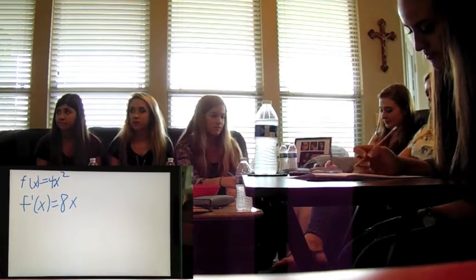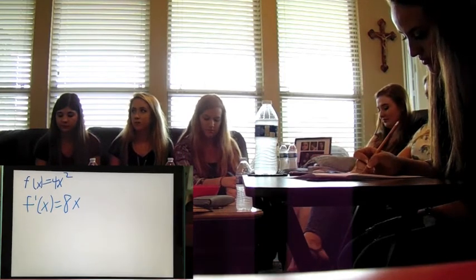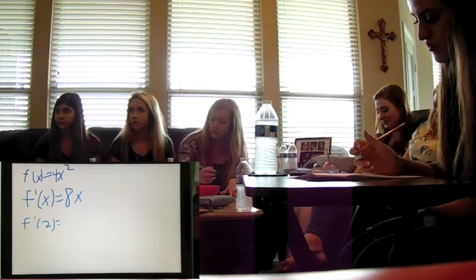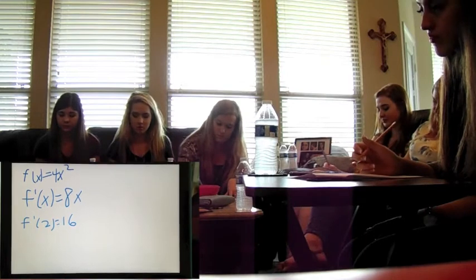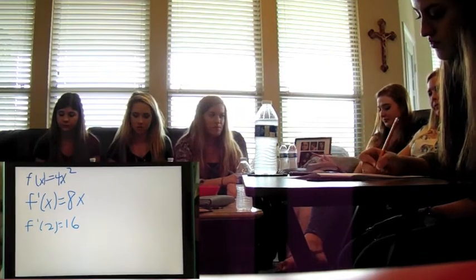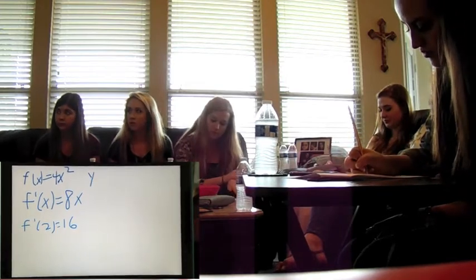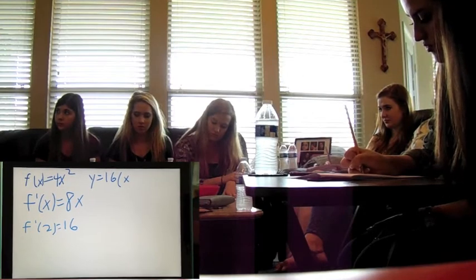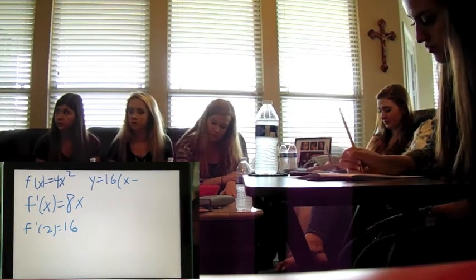Okay. The second step is to plug 2 into that equation because we're trying to find the equation of the tangent line at x equals 2. So what would that be? 16. Yeah. And now that's the slope at x equals 2. And if you remember the point slope equation, you can just plug that in as y equals 16 x minus, and then we need to find this plus the y value.